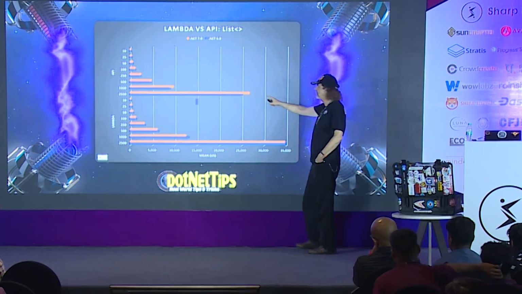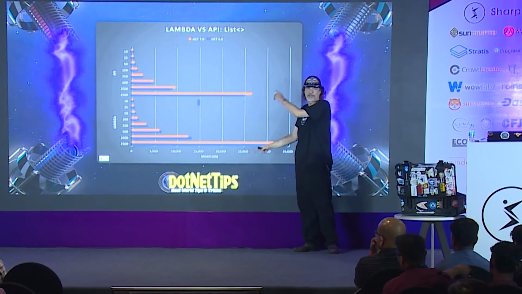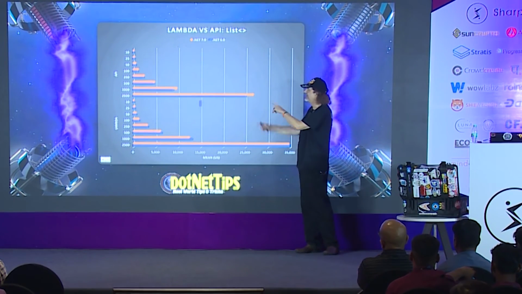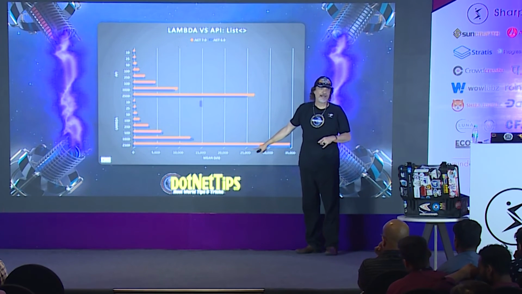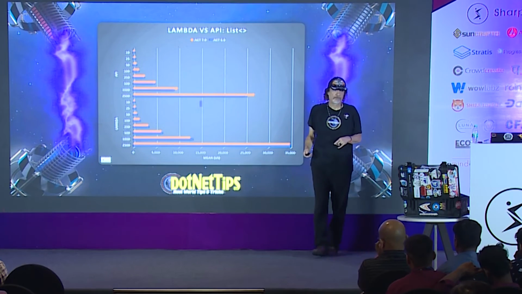Right now, the API is a little bit faster. You know, the last time I did this talk, it was the other way around. So they've done something, but Lambdas were the fastest way to do it, and now it's the API for some reason. I don't get it.